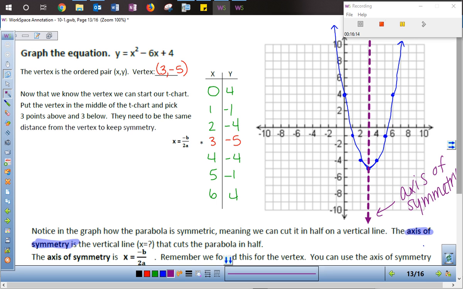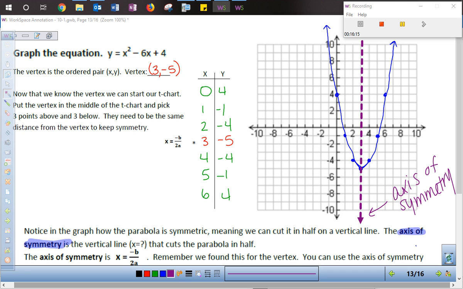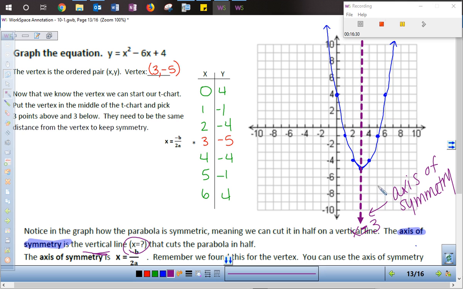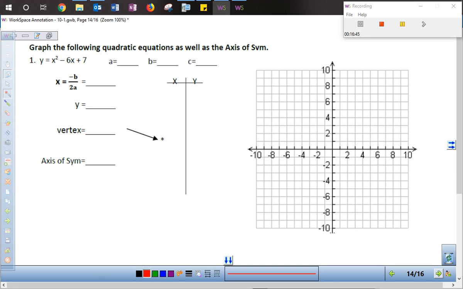Now the axis of symmetry is a linear equation, so that means we can write the equation for it. And remember, since it's a vertical line, it's going to be x equals whatever number it goes through on our x-axis, which is 3. So the axis of symmetry for my parabola here is x equals 3. So this is what we need to go through to graph a parabola. We have to find the vertex, make a table of values, and then we have to plot the points. Let's try it again on number 1 on the back page.